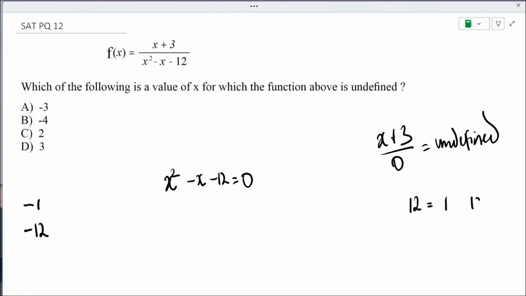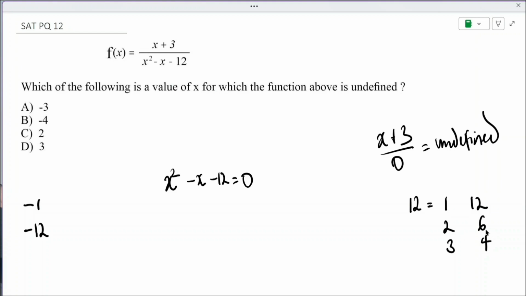You can have 1 times 12 will give you 12. You can have 2 times 6. You can have 3 times 4. If you take them and see if you add them or subtract them, you get 1, which is the coefficient of x, ignoring the negative. So 12 plus 1 will give you 13 and not 1. Then you can try 12 minus 1. 12 minus 1 will give you 11. It's not same as 1.